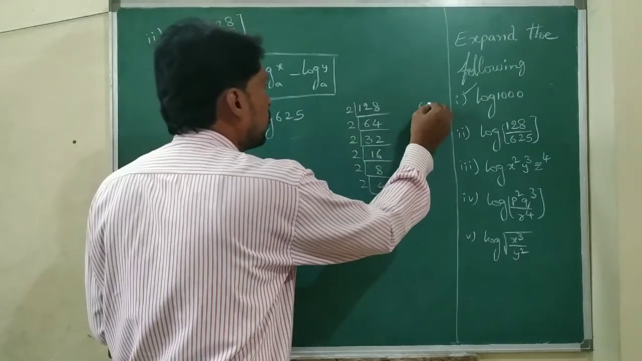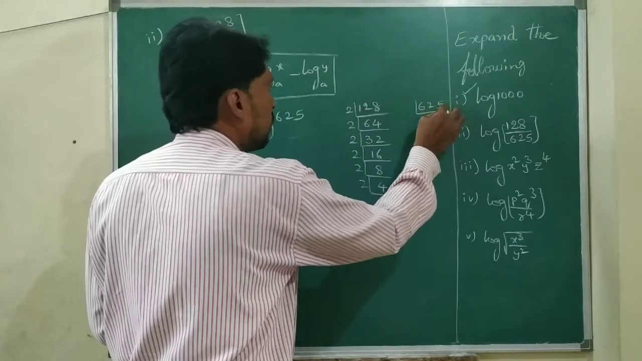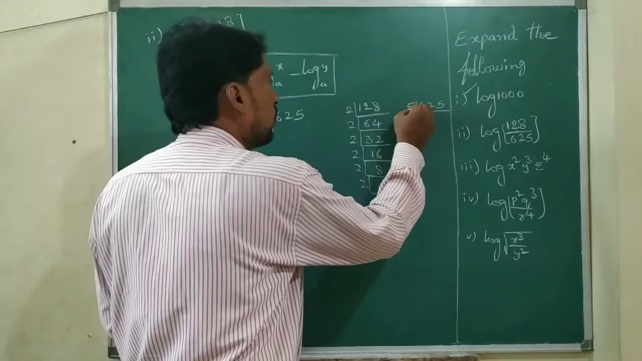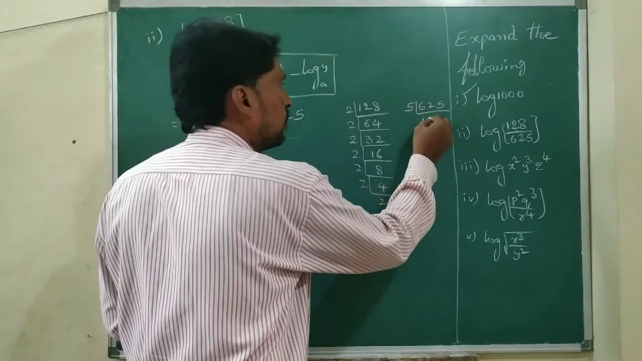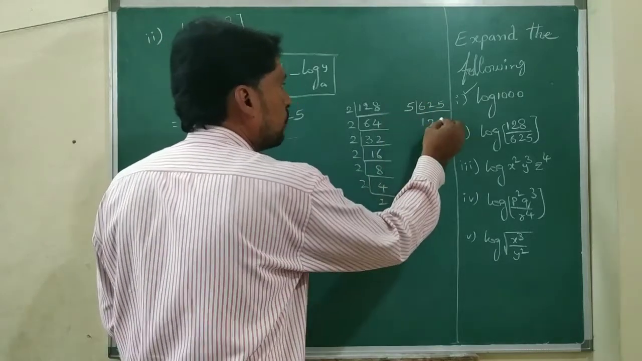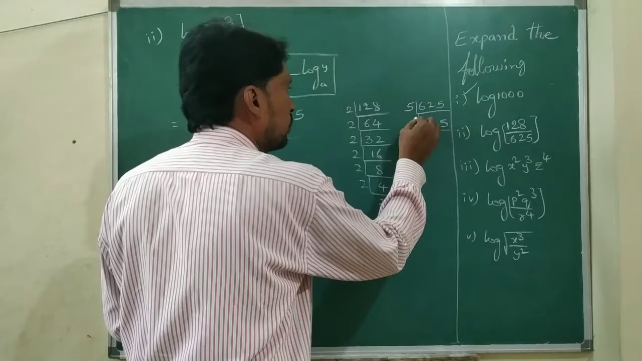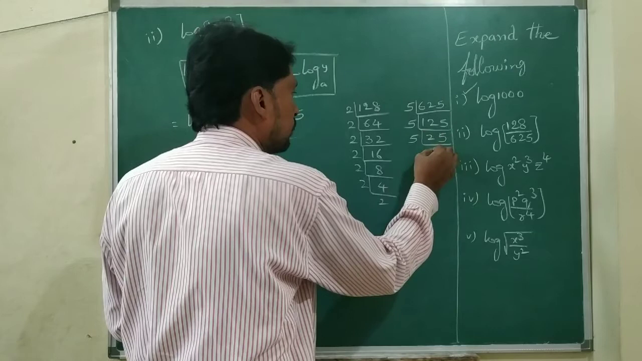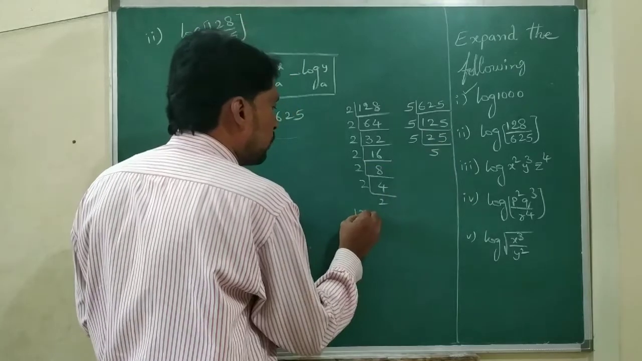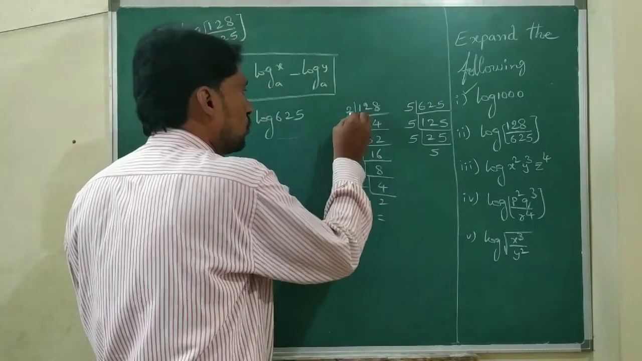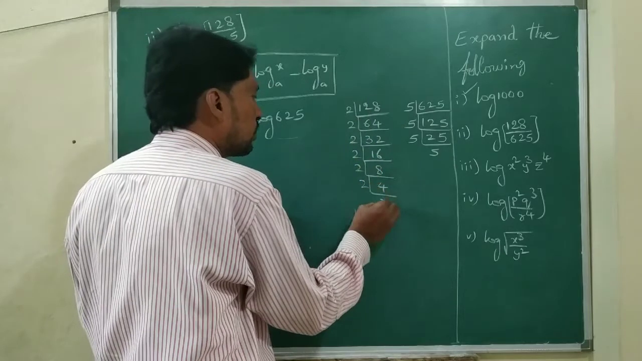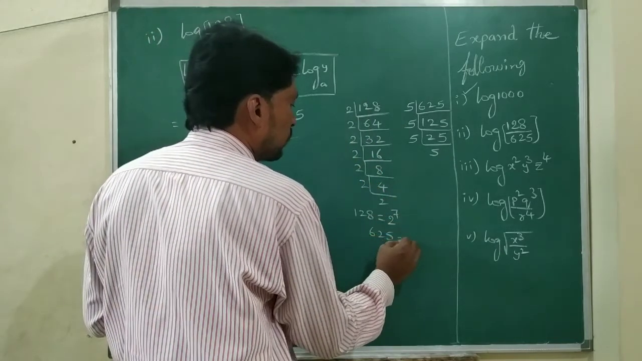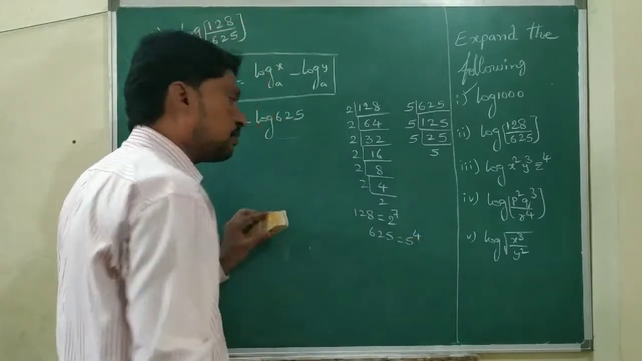This 625 also, we have to take the 5 table, since the last digit is 5. So 5 1s are 5, 1 remained. 5 2s are 10, 2 remained. 5 5s are 25. Again 5 table only, 5 2s are 10, 5 5s are 25. So how do we write this 128 in power notation? Counting 1 2 3 4 5 6 7 gives 2 power 7, and 625 we can write as 5 power 4.